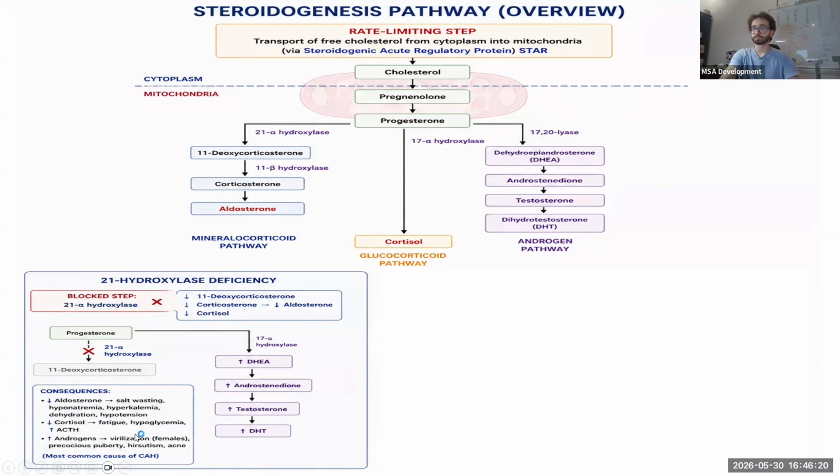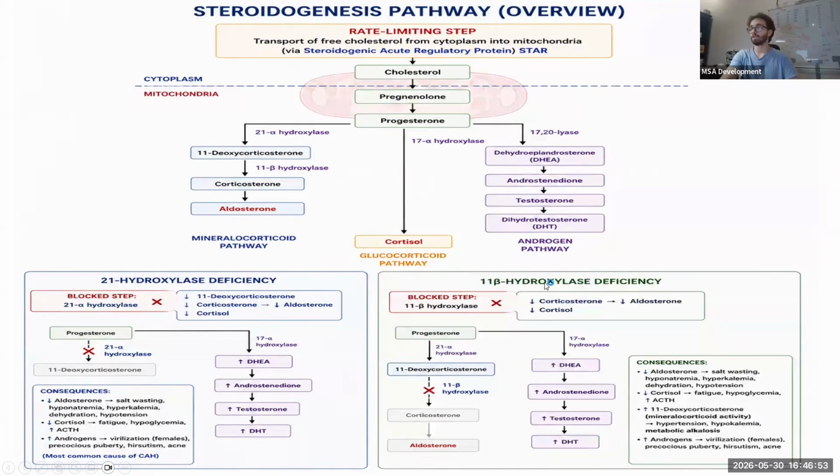So what will this lead to? Decreased aldosterone, salt wasting, important. I told you about it. Decreased cortisol, fatigue and hypoglycemia, and what will increased androgens lead to? Virilization, which is basically formation of male characteristics in females, and precocious puberty, hirsutism, and acne. And 21 hydroxylase deficiency is often referred to as congenital adrenal hyperplasia. Okay? So this is 21 hydroxylase deficiency.